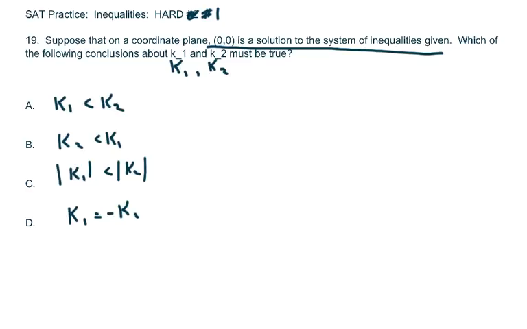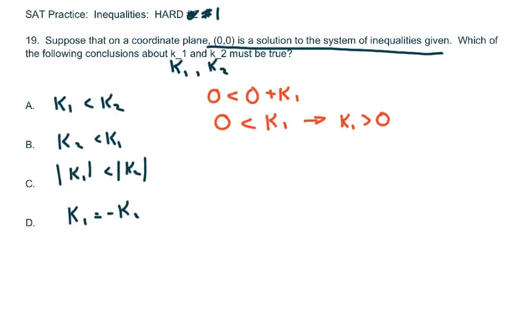So basically what we want to do is first do this, and we're just going to eliminate things. We have 0 is less than 0 plus k1, which means 0 is less than k1. That means k1, I'm just rewriting this, is greater than 0. So that means k1 is a positive number.